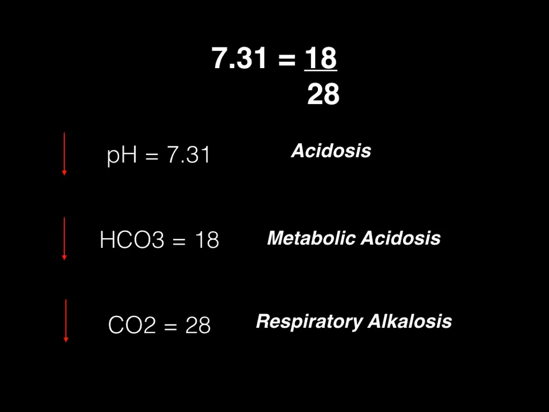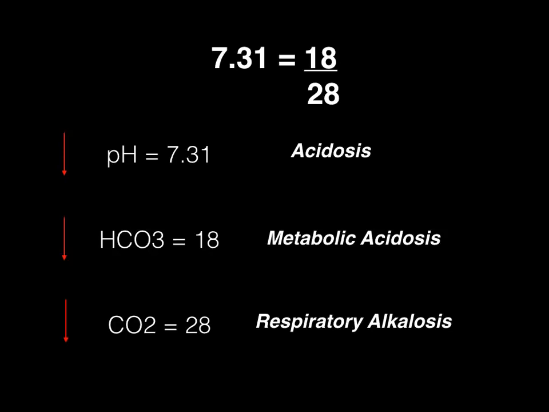Now let's look at the denominator. Carbon dioxide is 28. 28 is decreased from the normal value of 40. So if the denominator decreases, what do we expect to happen to pH? Well, anytime you have a mathematical equation and you decrease the denominator, the number that it's set equal to should increase.